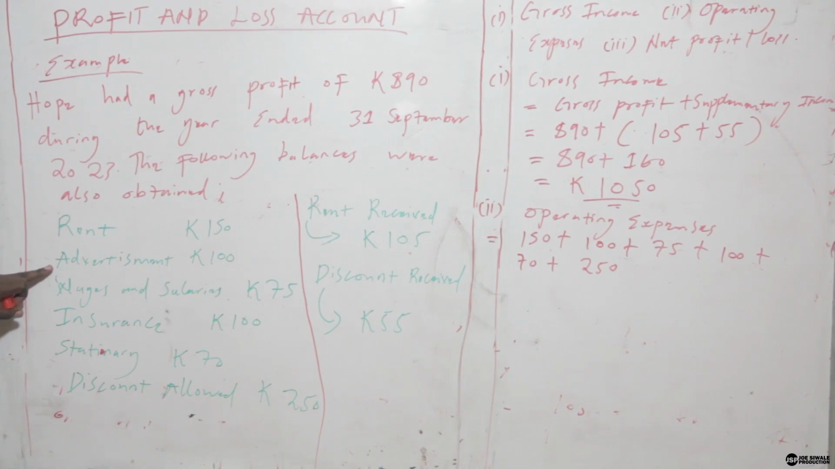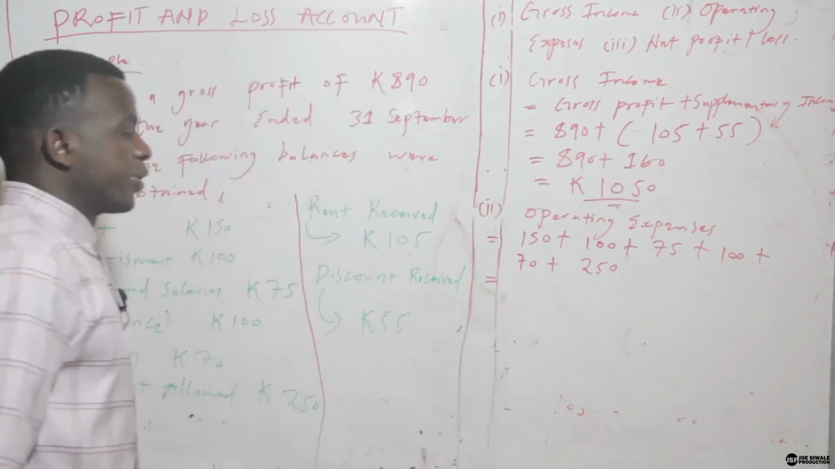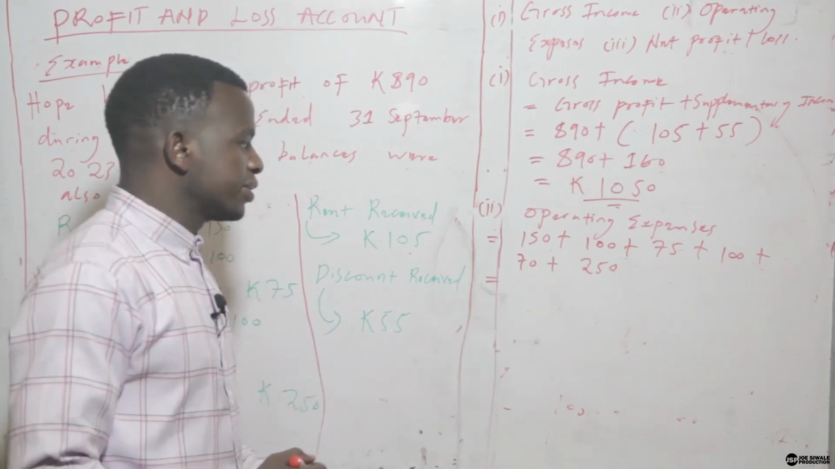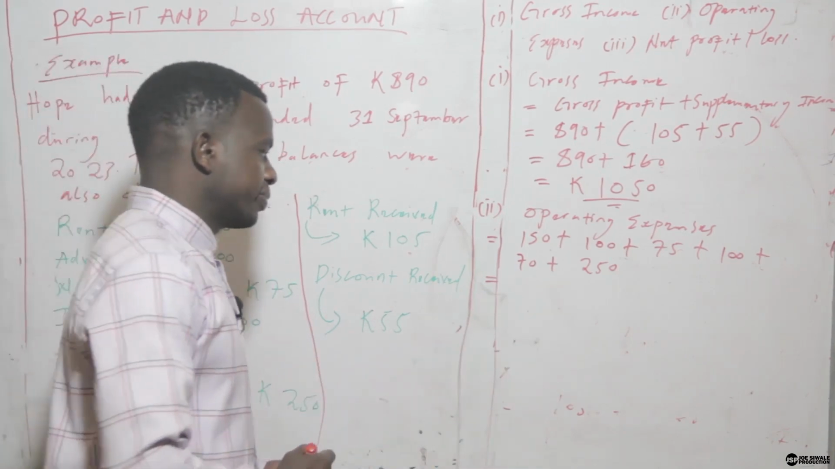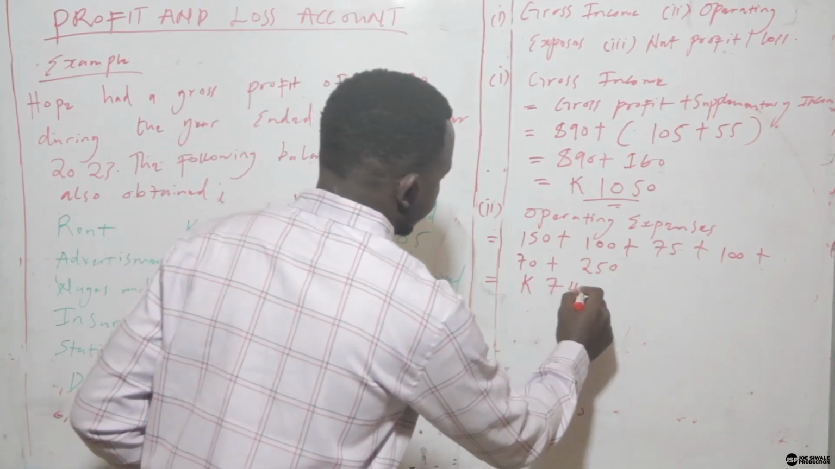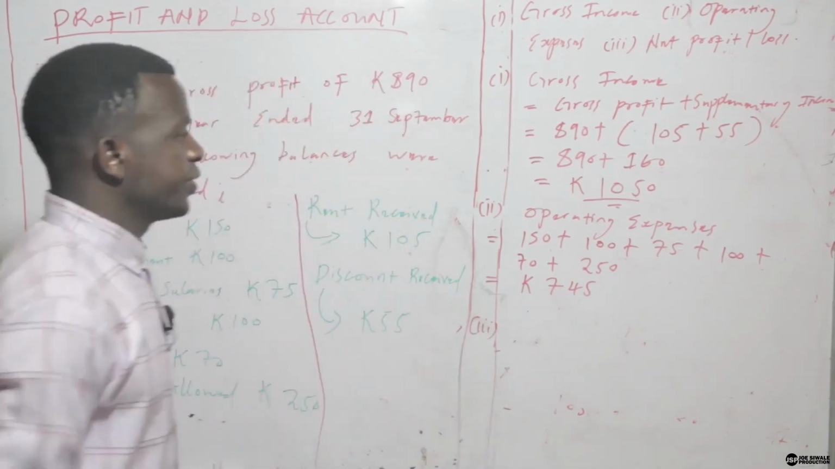Then to just classify these types of expenses, we can say rent there, this is administrative, advertisement, this is selling and distribution, then wages, that's administrative, insurance, that's administrative, stationery, that's administrative, then discount allowed, that's financial. But that's not important. Our important thing here, we're just supposed to calculate operating expenses. So we're going to say 150 plus 100 plus 75 plus 100 plus 70 plus 250. Our answer, we're going to have 745.